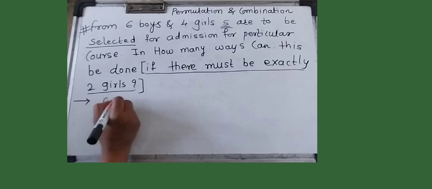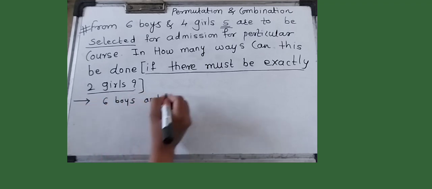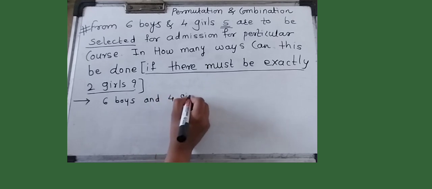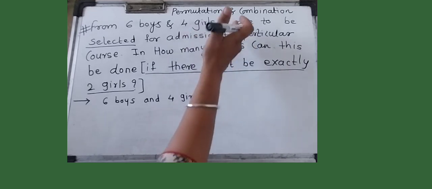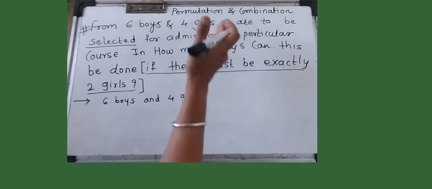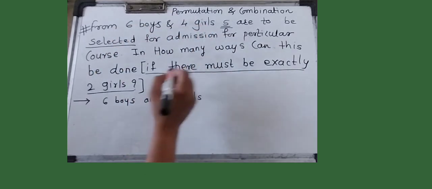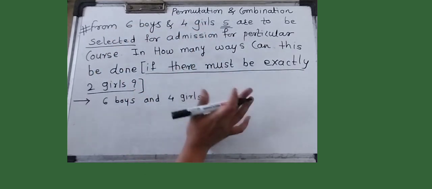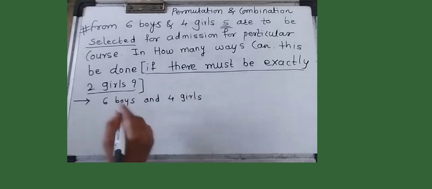Availability of boys is 6, and 4 girls are there. We have to select 5 for the admission from both boys and girls. But what is the condition? There must be exactly 2 girls. Exactly 2 girls from 4C2.